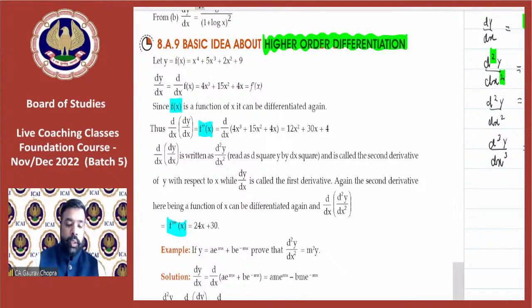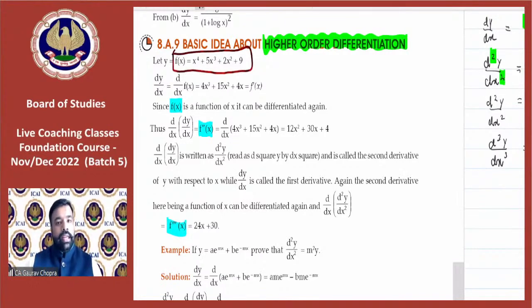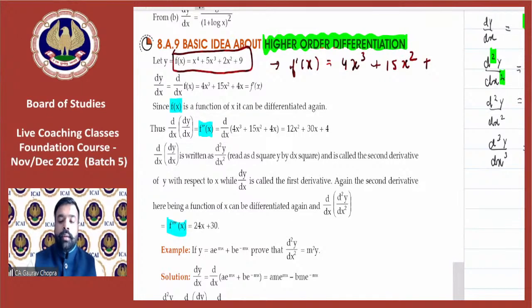So let us solve this question also. We have f(x) is equal to x to the power 4 plus 5x cube plus 2x square plus 9. This is the given function. So for the first order derivative, what we will do? 4x cube plus 15x square plus 4x. And for 9, since it is a constant, it will turn into 0.